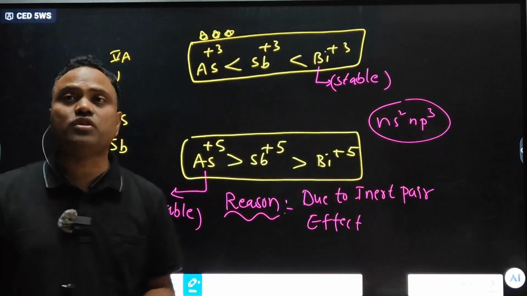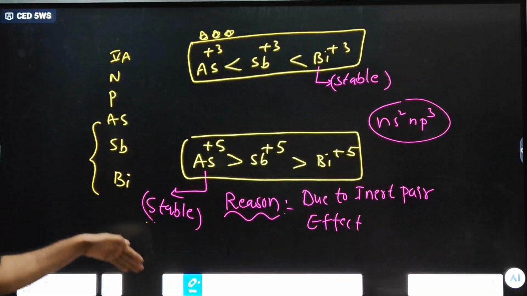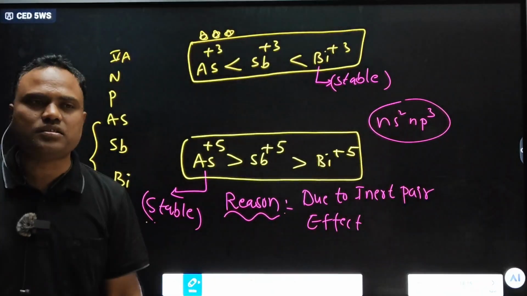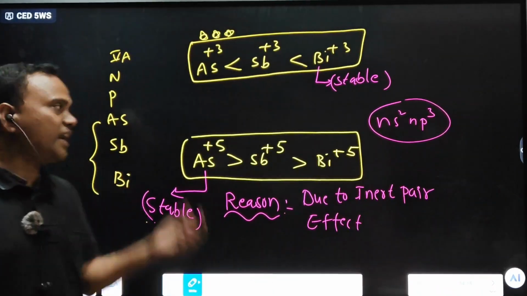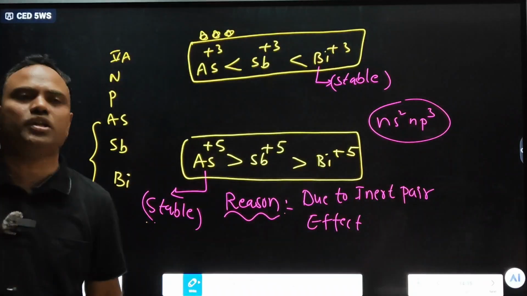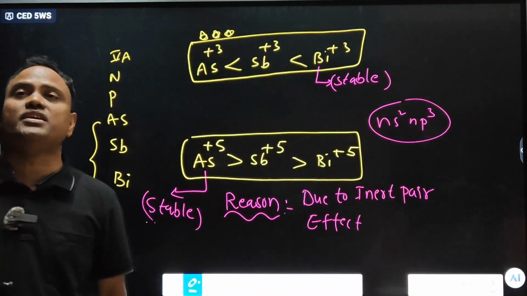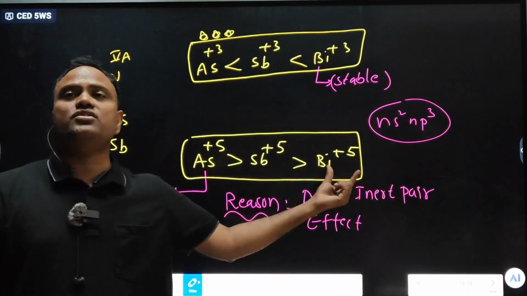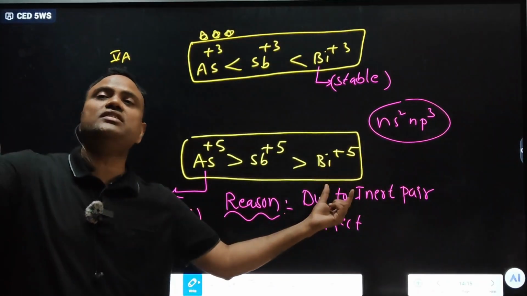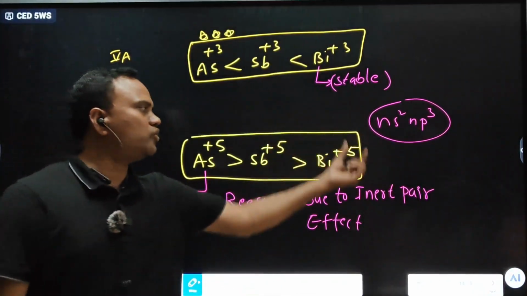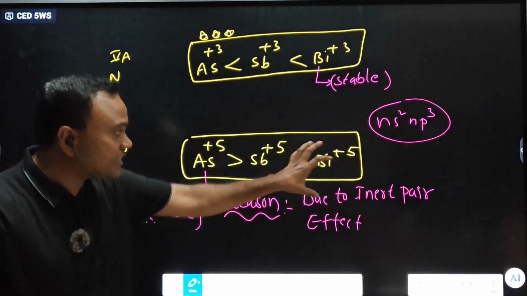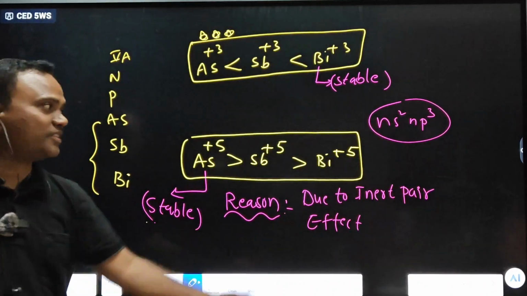The reluctance of s orbital electrons. As we move down the group, s orbitals show reluctance. They do not show interest to participate in the bonding. As we move down the group, s orbital electrons show reluctance to participate in the bonding. That's why formation of plus 5 is difficult, that's why unstable. If you forcefully remove, what happens? It will exist in the unstable form. For example, if you remove s electrons forcefully from bismuth, it exists in the unstable form. That's why this is less stable.